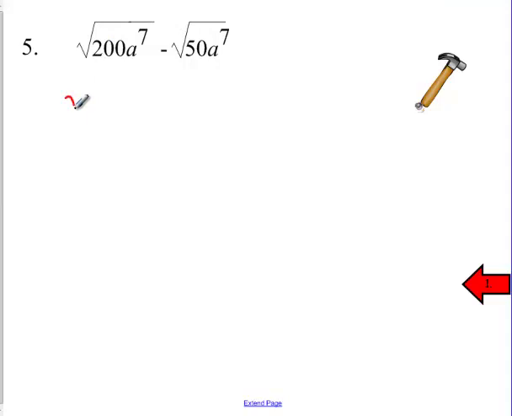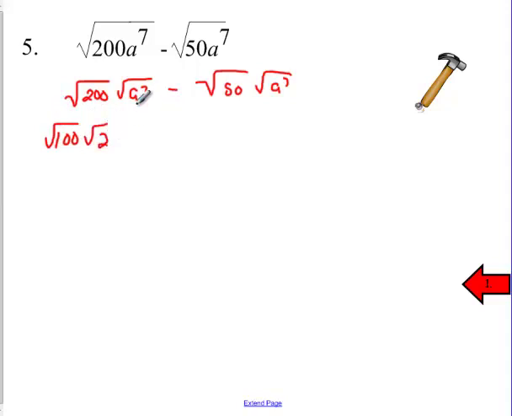All right, so 200, a to the 7th, and then over here 50 and a to the 7th. So if I keep breaking it down, 200 can break down into 100 is my perfect square, and 2, and a to the 7th. What's a perfect square out of a to the 7th? a to the 6th. Remember, since it's a number 2, perfect squares under radicals, their powers have to be a multiple of 2.